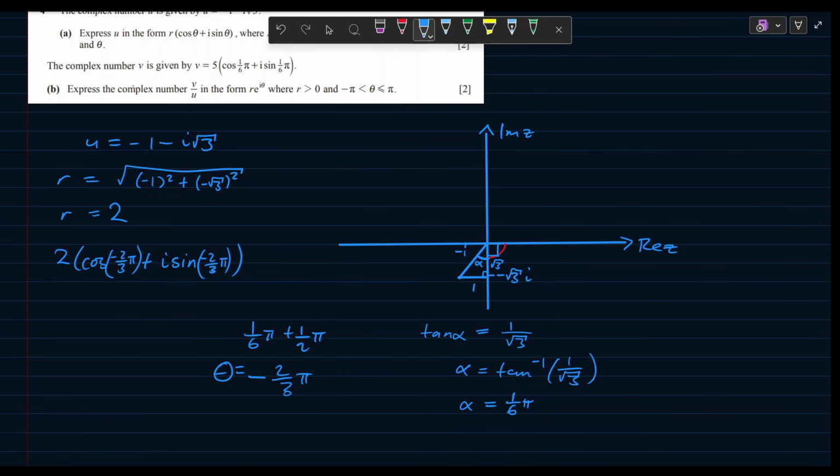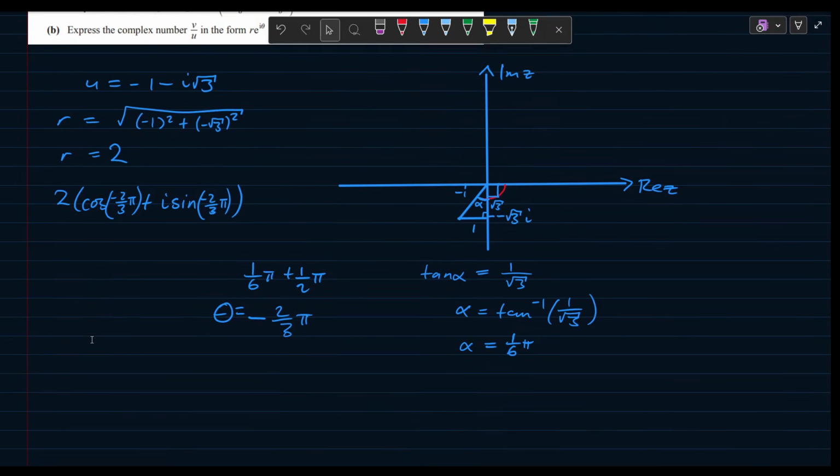And now we're given that the complex number v is given by v is equal to 5 cos 1 over 6 pi plus i sine 1 over 6 pi. Part B says express the complex number v over u in the form re^(i theta), so Euler form, where r is greater than 0 and theta is between negative pi and pi. Alright, so this is where our laws for modulus as well as arguments come in.